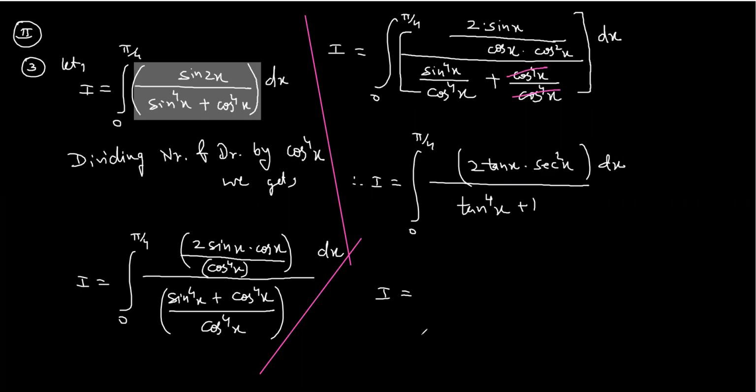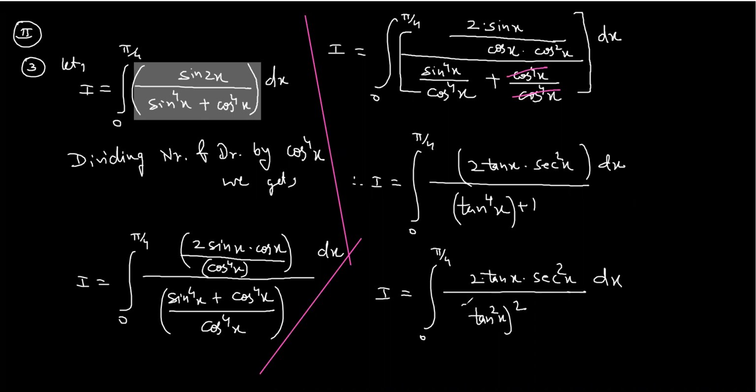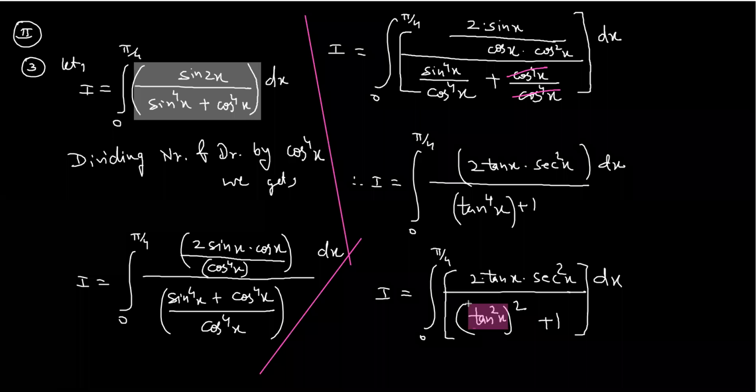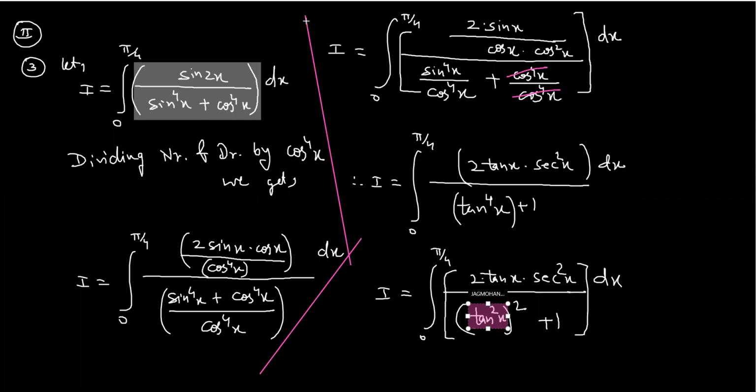So the next step I write I equals 0 to pi by 4, 2 tan x into sec square x dx, and here tan raised to 4x, I will write as tan square x the whole square, plus 1. See, this is what I did. Okay, tan raised to 4, I wrote tan square x the whole square. So the next step is I will put tan square x as t.